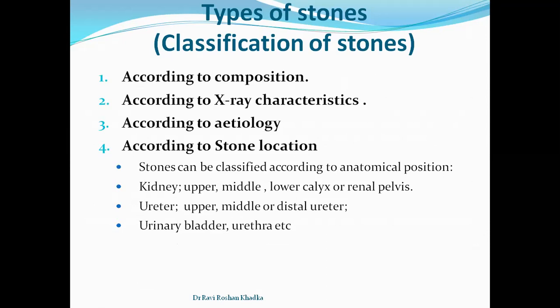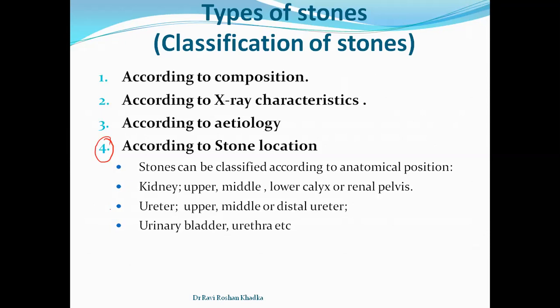So let me finish the last one first, the location. Why do we need to know the stone location? We can just say kidney stone, ureteric stone, or bladder stone. That's enough, but not enough, because whenever you diagnose a stone, we always want to manage it. So let me give an example.